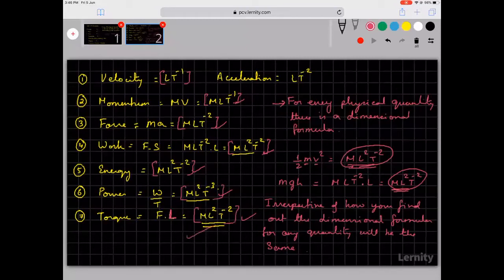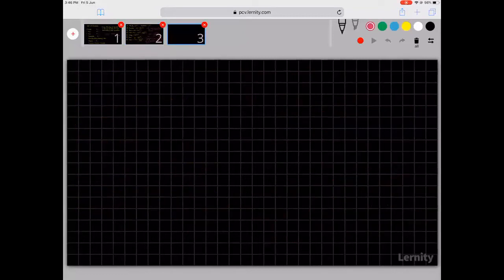Now you ask, what is torque? Torque is the rotatory effect of a force. Suppose you keep your pencil here and you fix one end of it. Then you apply a force here. Now this will rotate. So that rotatory effect of a force is called torque.